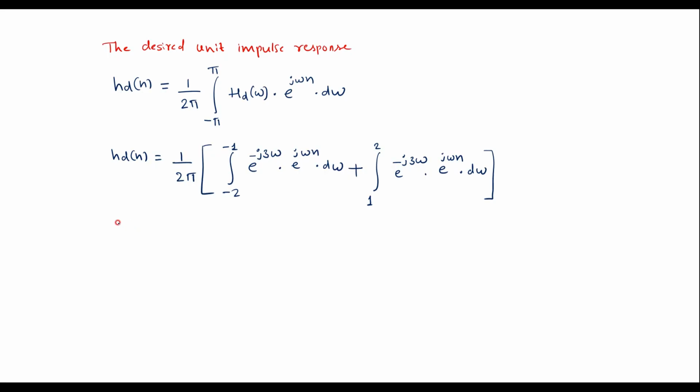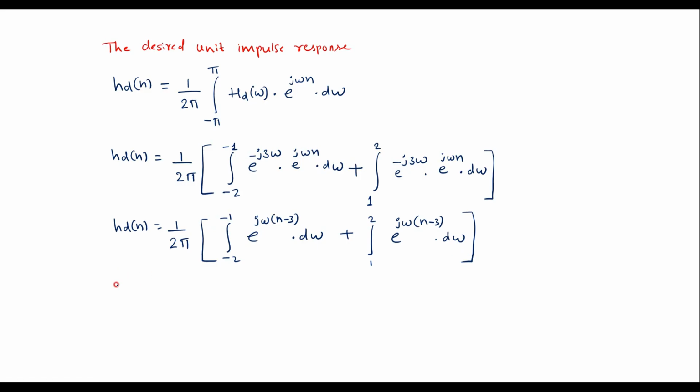Now let me simplify this. I can write HD of n is equal to 1 over 2 pi. I can also represent the above equation as integration of e power j omega (n minus 3) d omega. Here, taking j omega as common, we get n minus 3. Similarly, for this integration also I can write from 1 to 2 e power j omega (n minus 3) d omega.